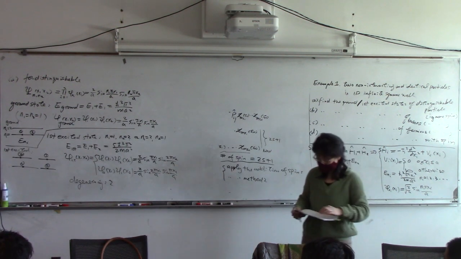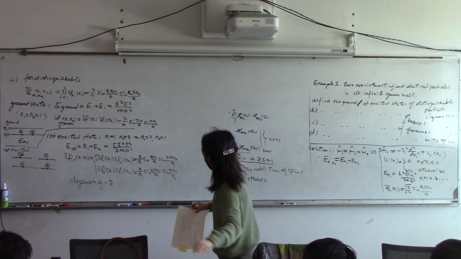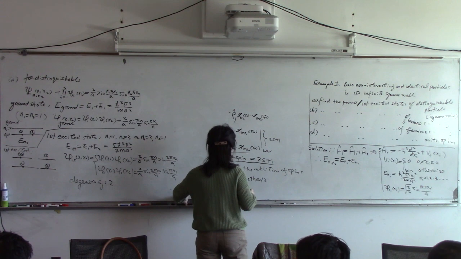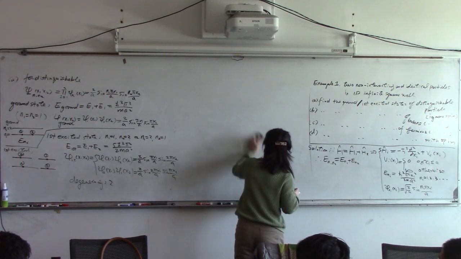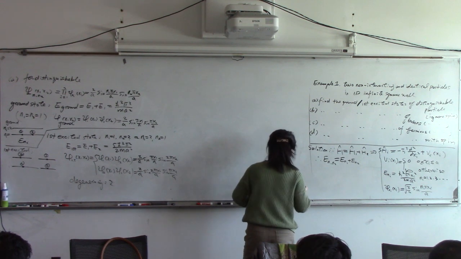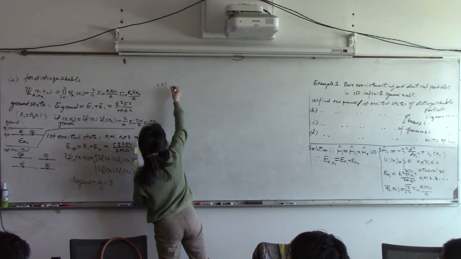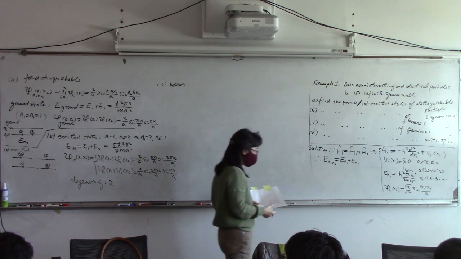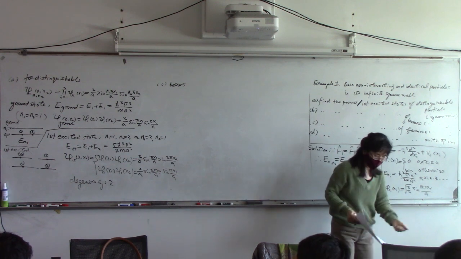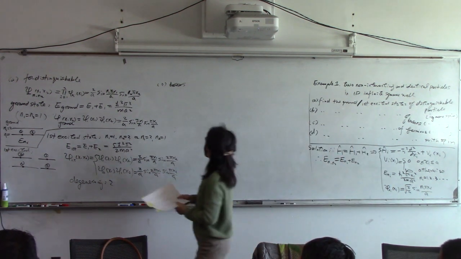Now let's go to the next one, 2 bosons. Let's see how to determine the total wave function for 2 bosons, and what the ground state energy and states and excited states energy and states are. So now let's go to part B, bosons. Bosons means indistinguishable and symmetric, right?